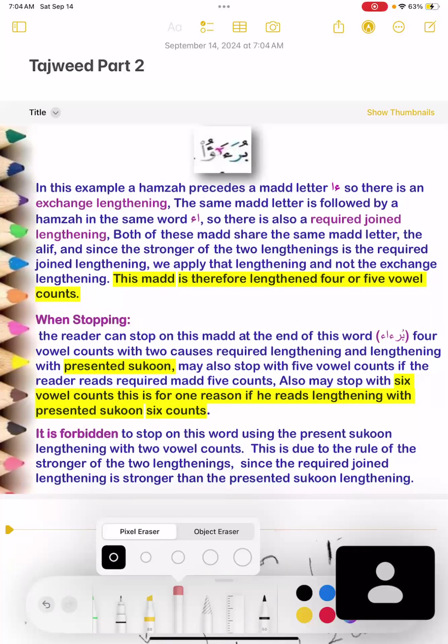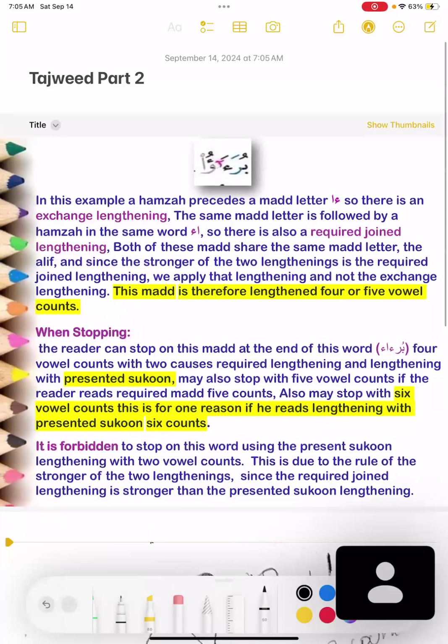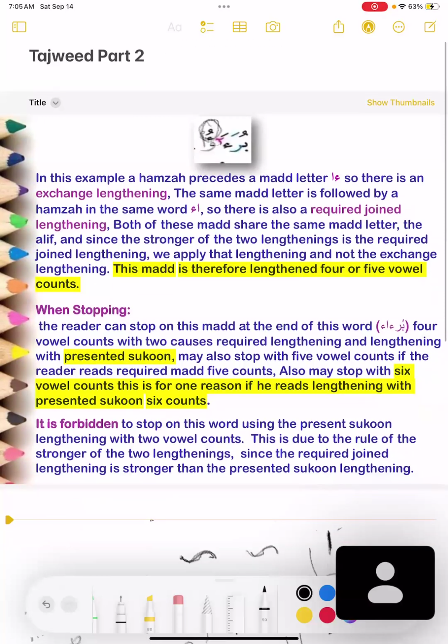Or if I'm stopping here, what am I doing? I'm doing mad al-arid lil-sukun, right? If I stop at the word bura'a, then what am I doing? I'm putting a sukun on this hamza. Because what is the rule of stopping? I put a sukun on the last letter of the word.